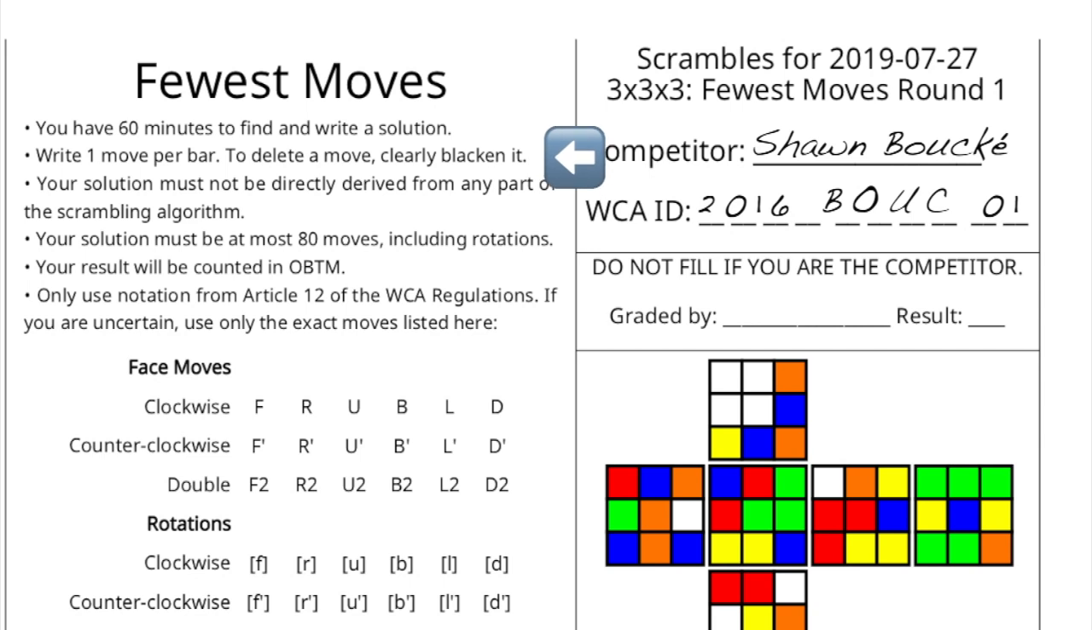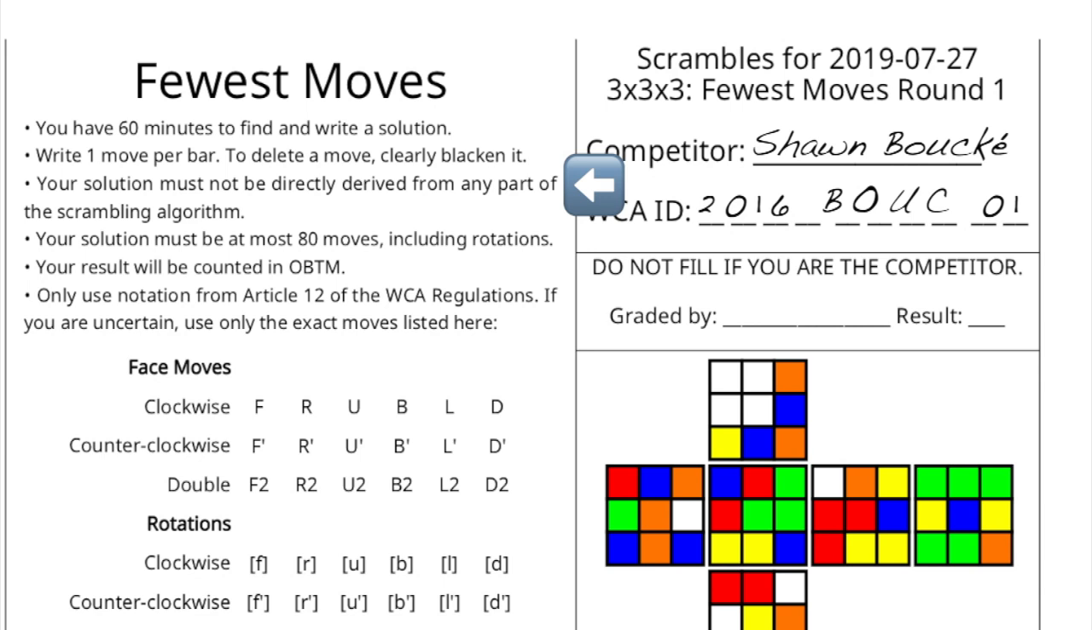It says that your solution must not be directly derived from any part of the scrambling algorithm. So you can't do a few moves from the scramble and just reverse that. There have been instances where someone's solve was really close, and it is up to the delegate to decide if that works. But yeah, you can't just do the scramble backwards.